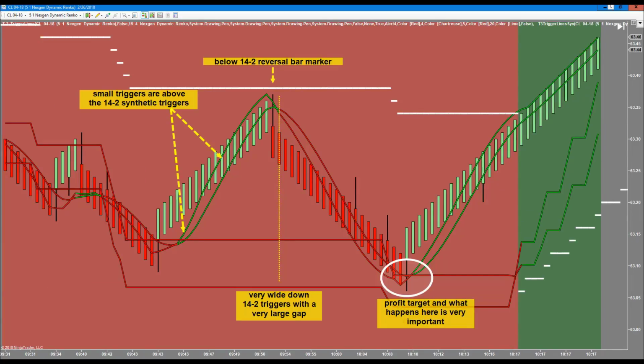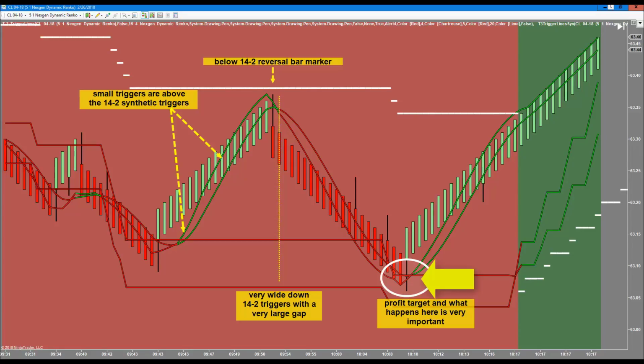In this example, you'll see we have an existing trend to the downside. However, our small triggers are now physically above the wide down synthetic 14.2 triggers. We still want to take trend trades if the areas that we can trade from, such as Fibonacci resistance, are very close to the 14.2 reversal bar marker. So again, if the small triggers are physically above the 14.2 triggers that are down, and you do not exceed the 14.2 reversal bar marker, we can take one more trend trade short.